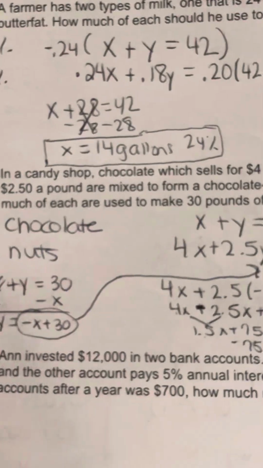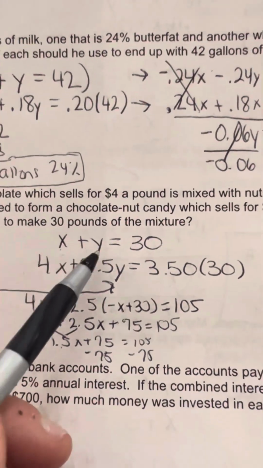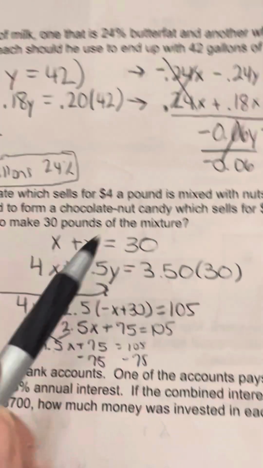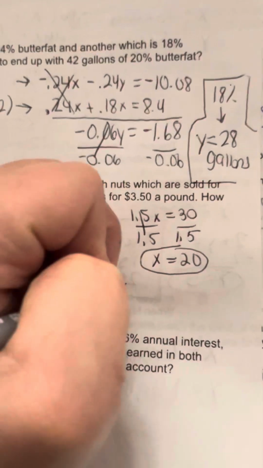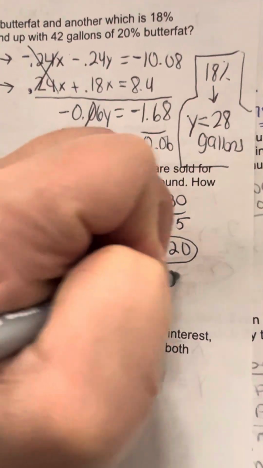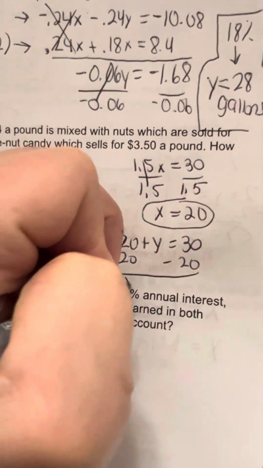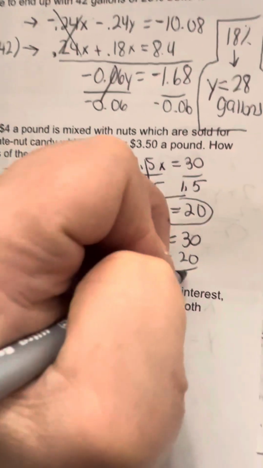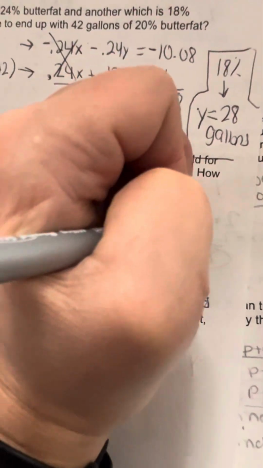And then I'm going to need to figure out the equation right here. So if I have 20 pounds of the chocolate, how many pounds do I have to have of the nuts to get me 30? Then that would be x being 20 plus y equals 30. Obviously, you should be able to do that no problem in your head. And you get y is equal to 10 pounds of nuts. And that's how you would get the answer to the problem here.